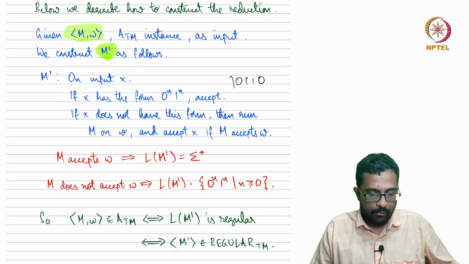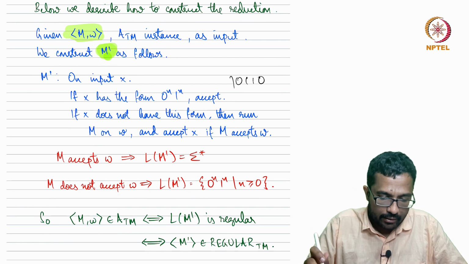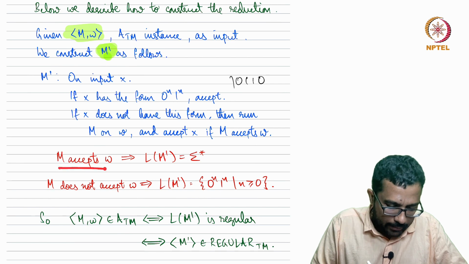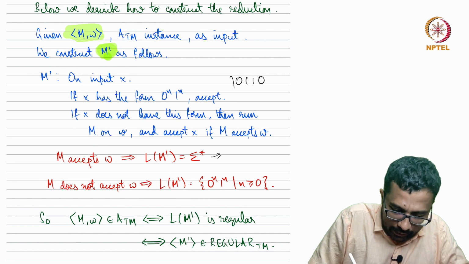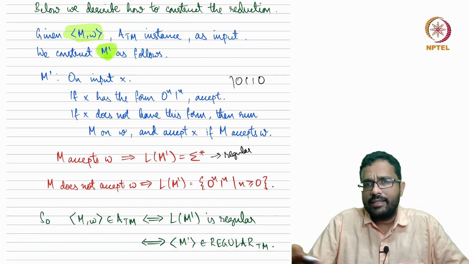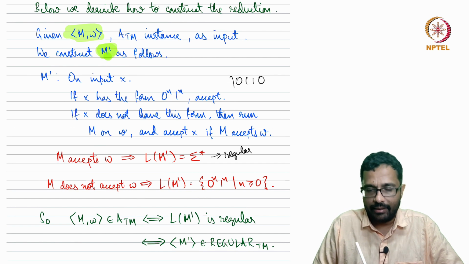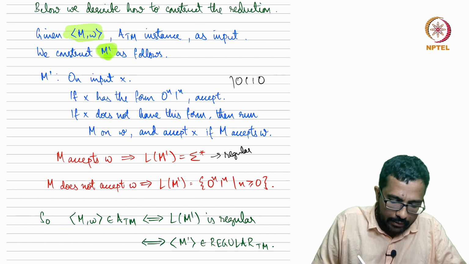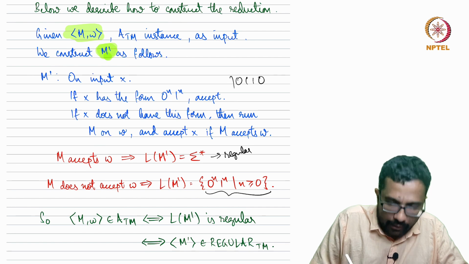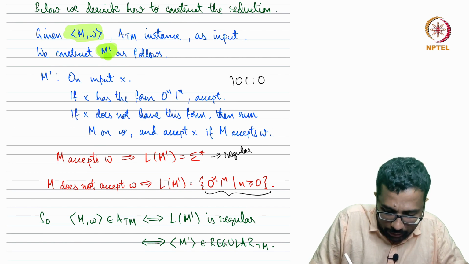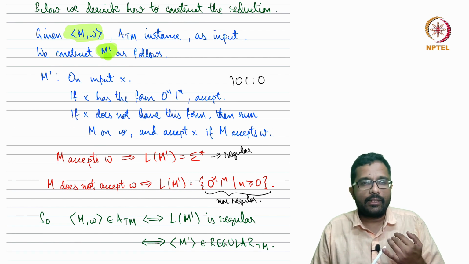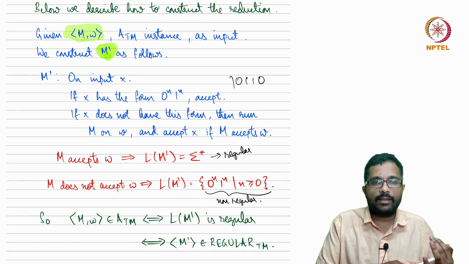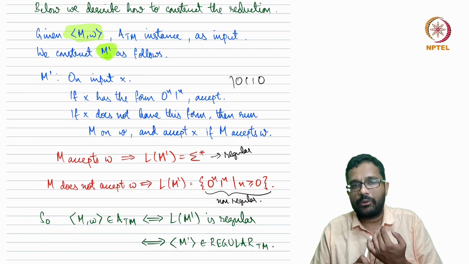But now let us see what these languages are. If M accepts w, then the language sigma star is a regular language. Sigma star you can easily make, it's almost like a regular expression. If M does not accept w, then the language is one of our favorite non-regular languages, 0^n 1^n. So M accepts w means the language recognized by M prime is regular. M does not accept w means the language recognized by M prime is not regular.